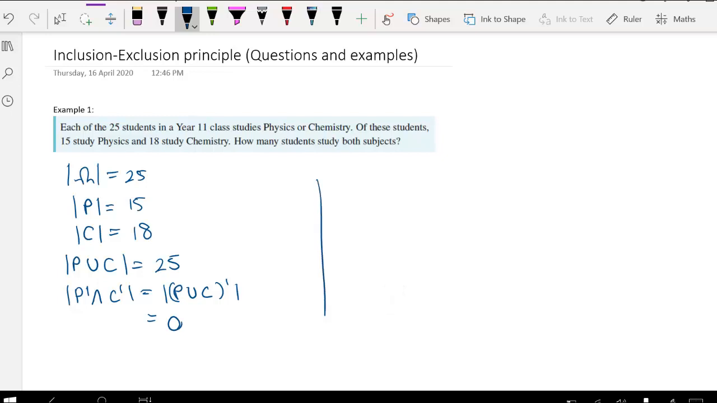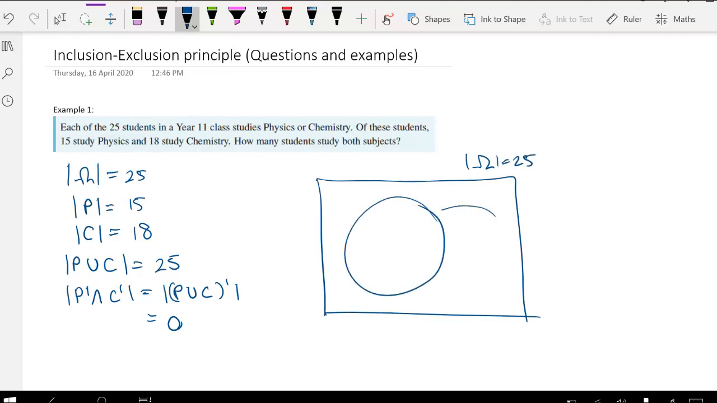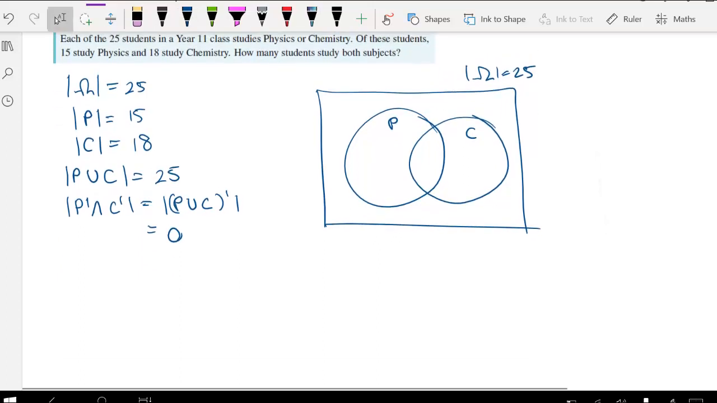Now, if I was going to set this up in a Venn diagram, then that's very easy to do. The universal set, there's 25 students. We have physics, and we have chemistry. We don't know how many do both yet, so we have to calculate that.